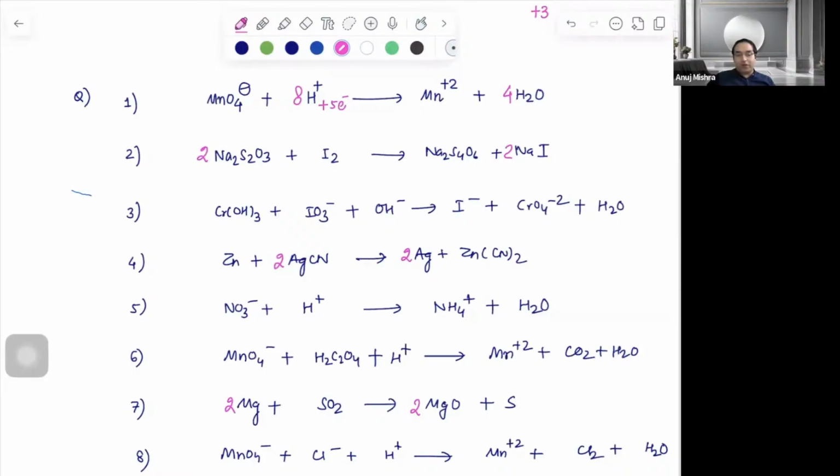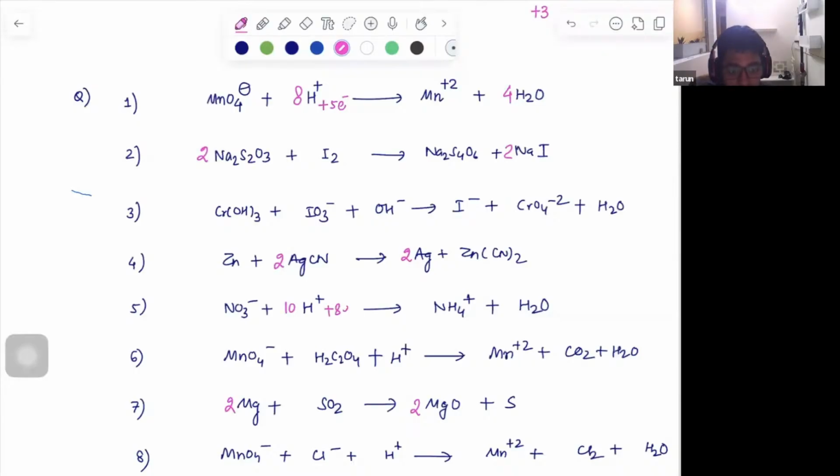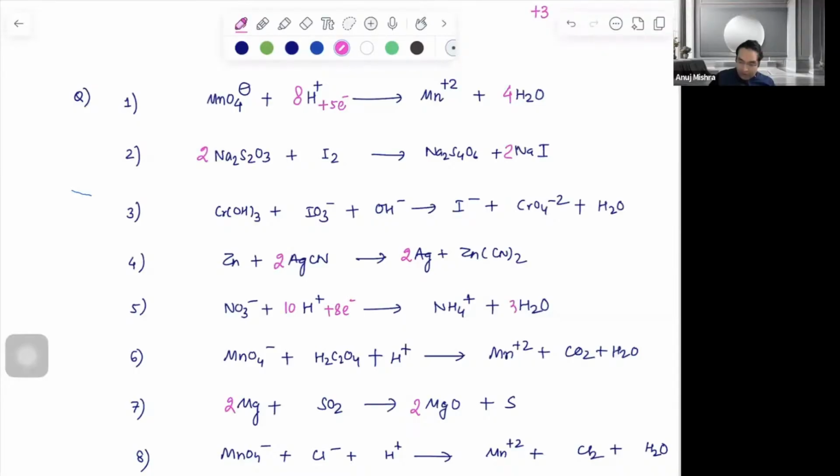Okay, now you're answering the fifth one also. I think you're answering correctly. Can you complete the fifth one also? 10H plus 8 electrons and 3H2O, and 3H2O. Is that correct? Any balancing for NH4 plus? No, that's already balanced. 6, 4, 10. 10 positive, 8. See, this is 1 negative, 10 positive, 8 negative. So 1 positive, and this is also 1 positive. Oxygen is balanced, hydrogen is balanced, nitrogen is balanced, charge is balanced.